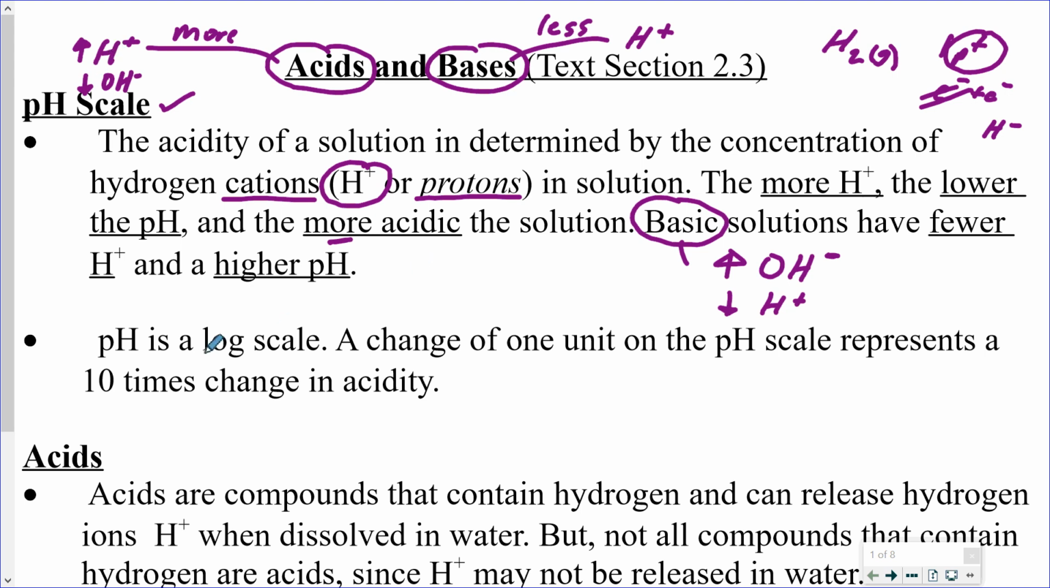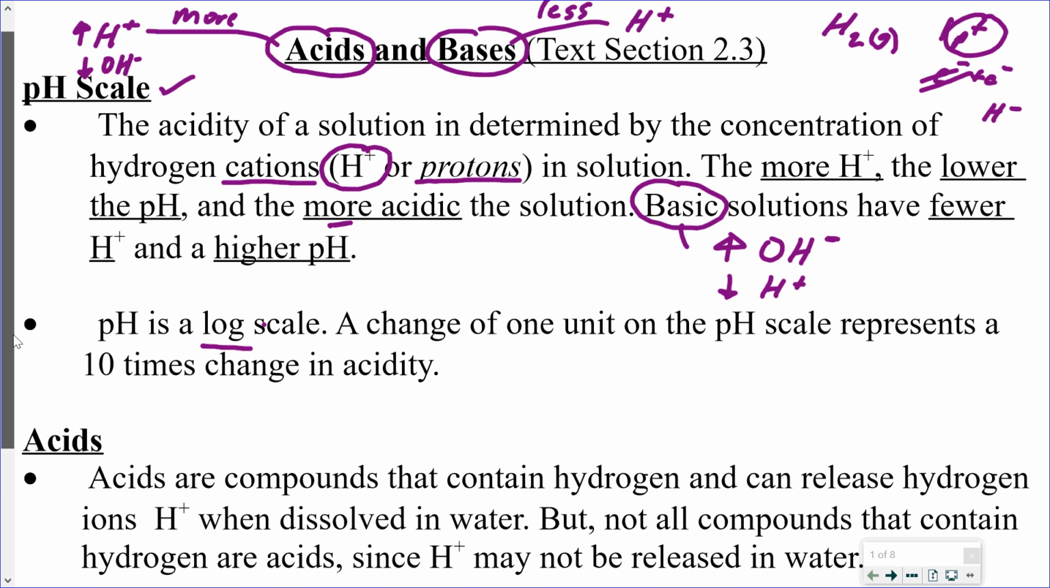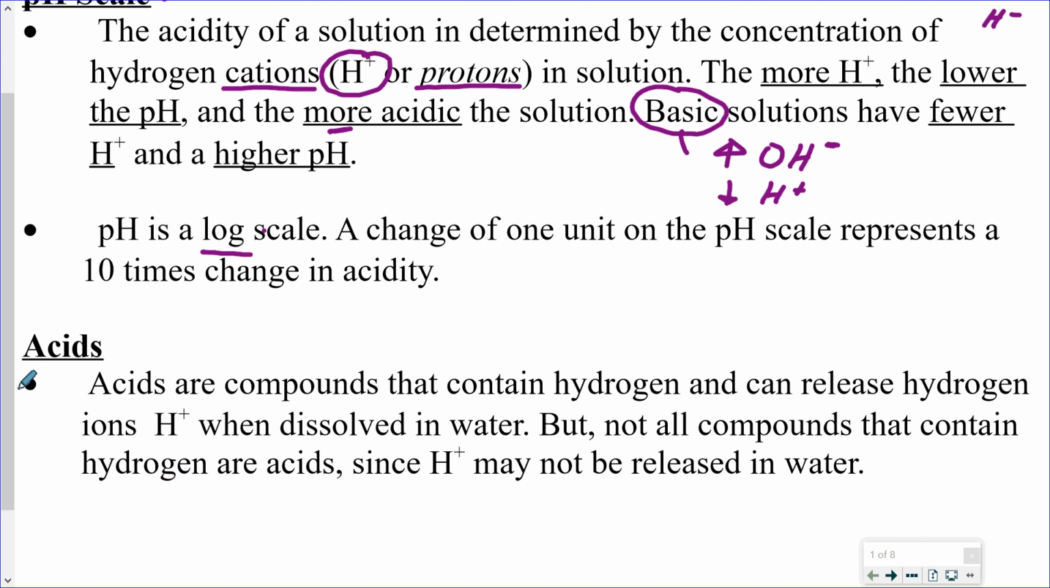So yes, pH is on a scale. We show a scale visually, and it is a logarithmic scale. And the basic range is from 1 to 14, but when you change by only one unit on the pH scale, what we'll see is that's actually a big difference. It's a 10 times change in acidity or basicity.